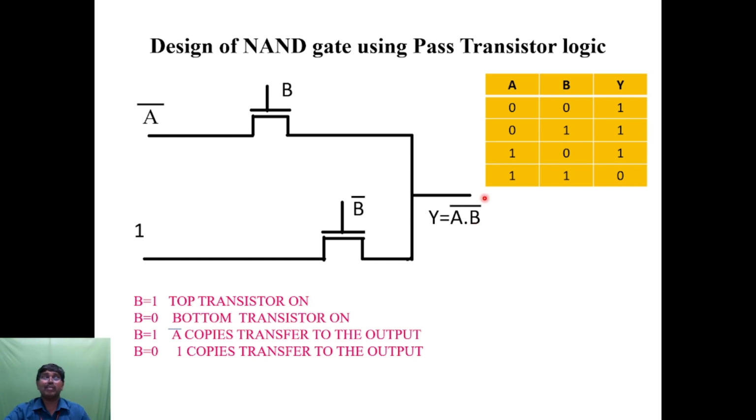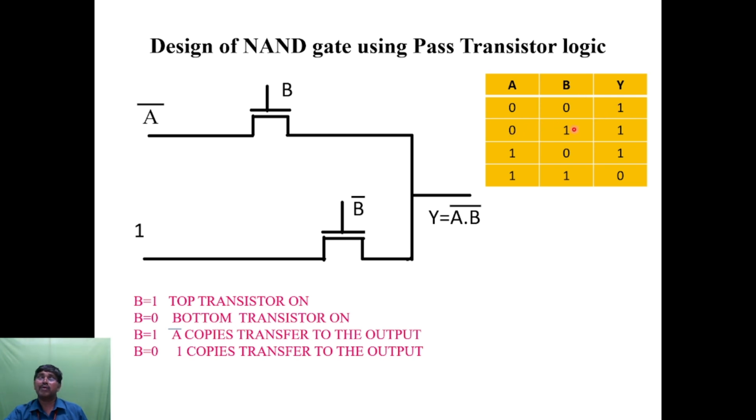Now we will become familiar with this. When B is equal to 1, this NMOS will be on. When B is equal to 0, this NMOS will be on. Now we will check it the same as pass transistor logic. In the first combination, when A is equal to 0 and B is equal to 0, what about the output? Y is equal to 1.